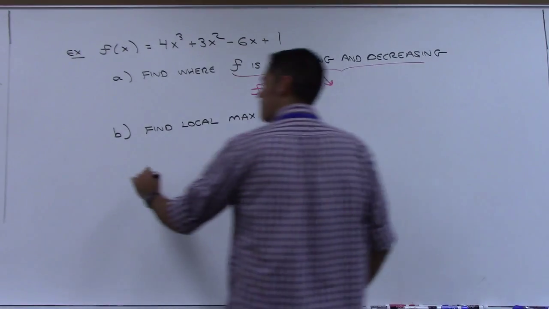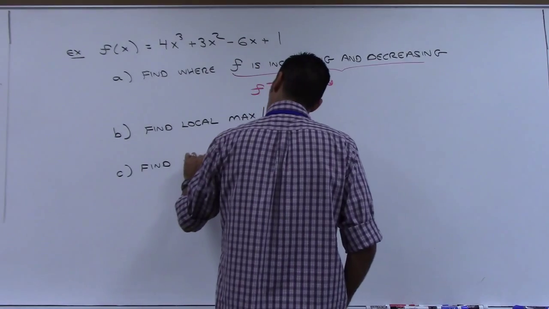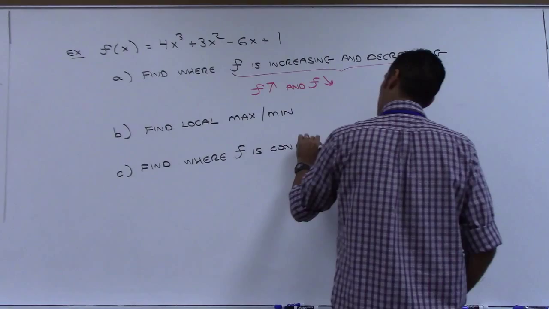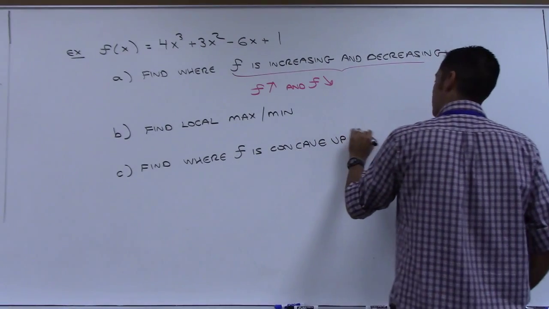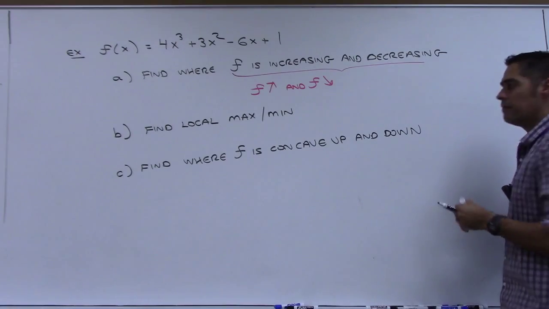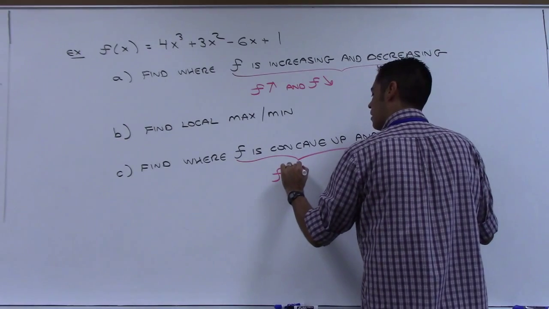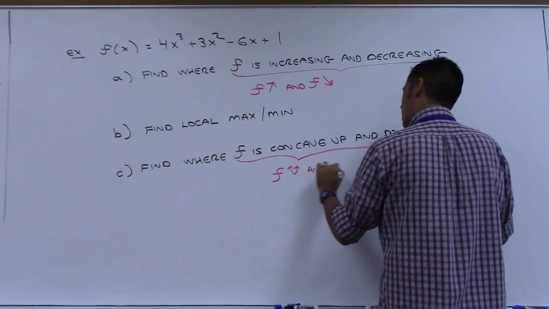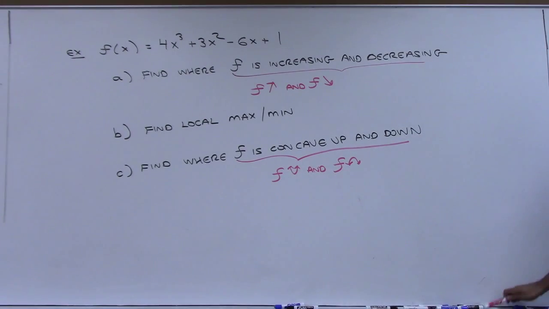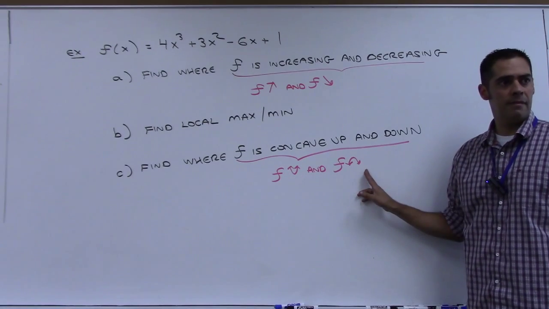Next thing, find where f is concave up and down. And I have a short way of writing that instead. Instead of doing this, f with like a little upward parabola and then f with a little downward parabola. So that's how I distinguish increasing and decreasing, concave up, concave down, right?